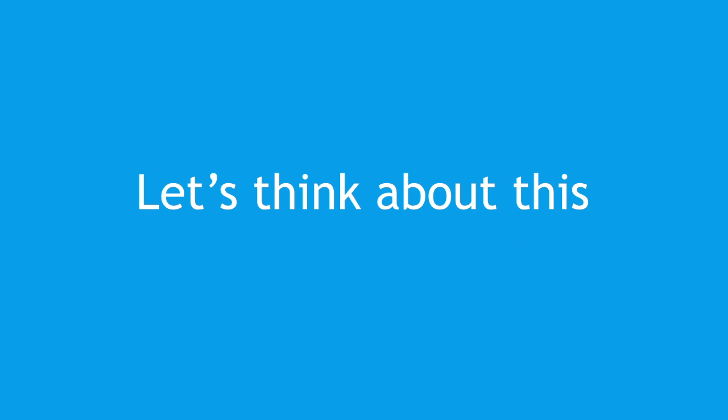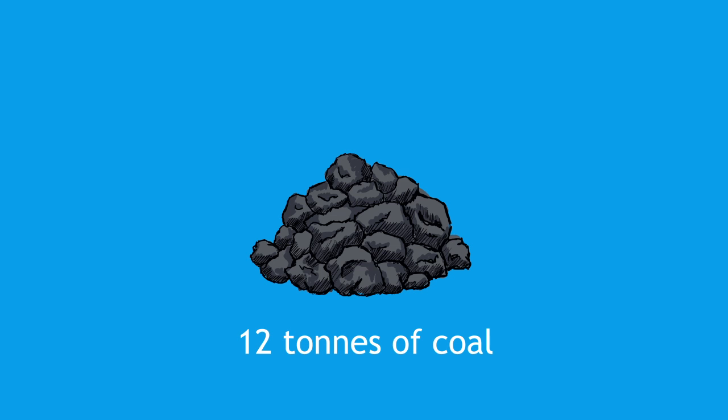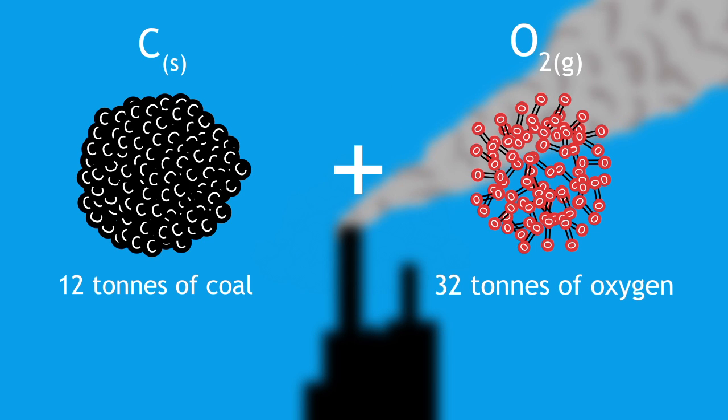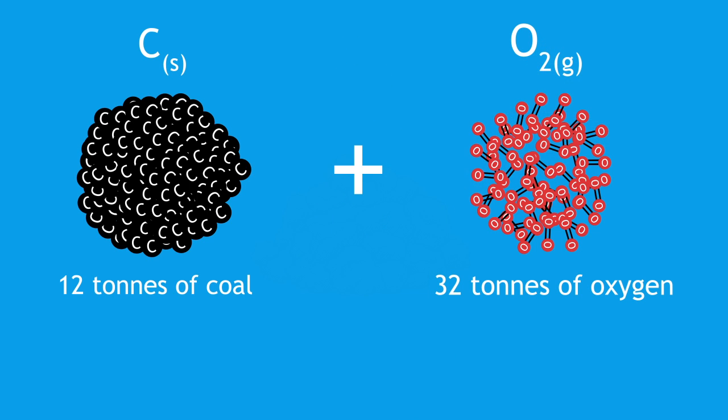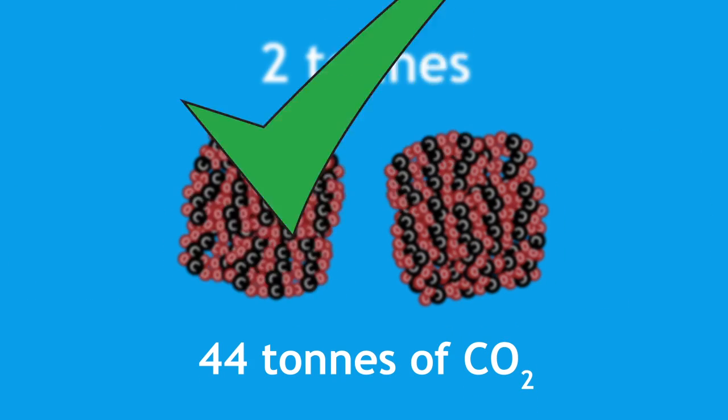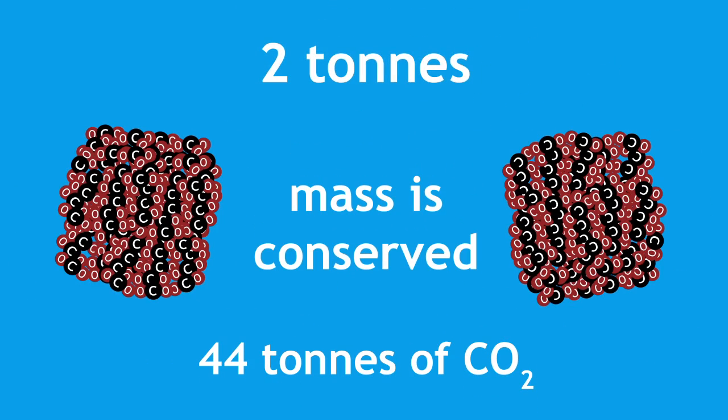Let's think about this. If you combust 12 tons of coal, which is mainly carbon, with 32 tons of oxygen in a power station, you should be able to calculate the number of tons of CO2 produced. Pause the video and think about this. Continue when ready. If you said 44 tons of CO2, you'd be correct because the mass has been conserved.